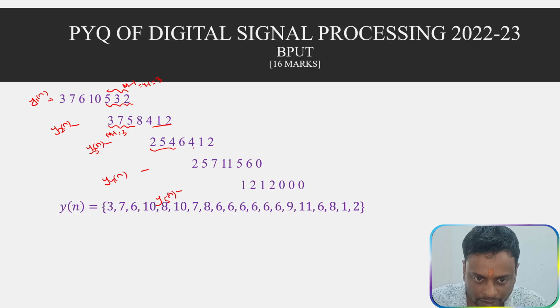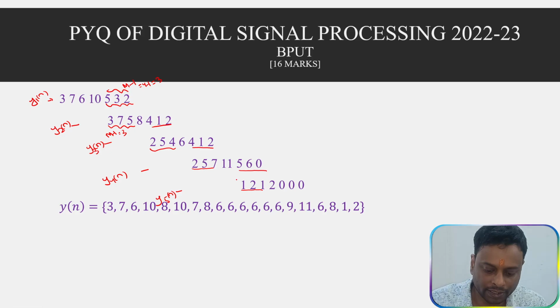Similarly, the last 3 data points of y3 of n will be added to the first 3 data points of y4 of n. Similarly, the last 3 data points of y4 of n will be added to the first 3 data points of y5 of n. So likewise.